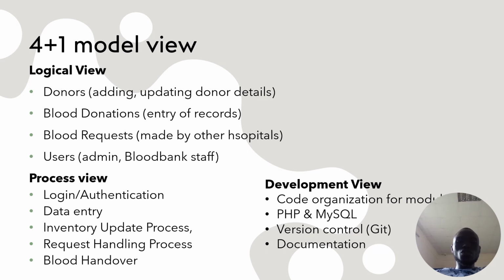Then the process view presents the activities that are occurring at runtime. We have the login or authentication, then the data entry, then the update of the inventory, then the request handling process when a request is received, and then blood handover to a particular hospital. Then in the development view, we have the organization of our code into the different modules of user management, blood donations, and blood requests. This is how we shall organize our code.